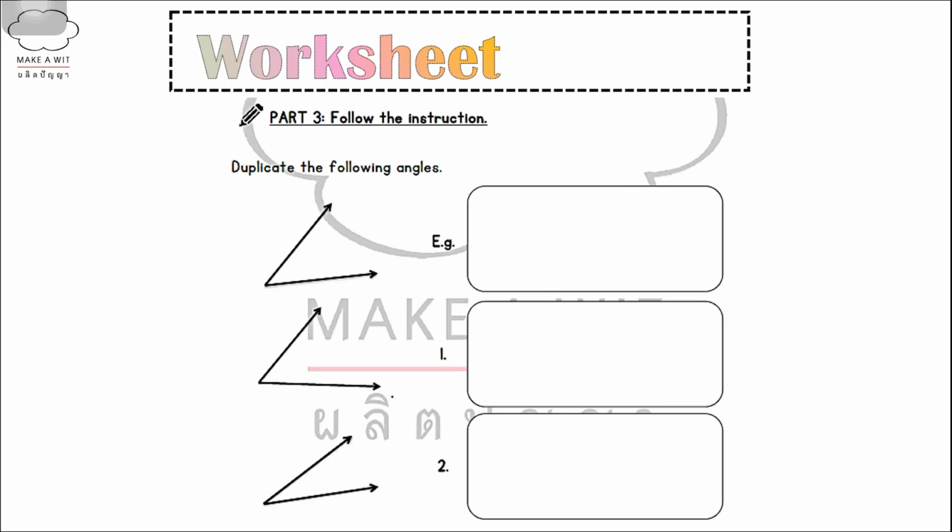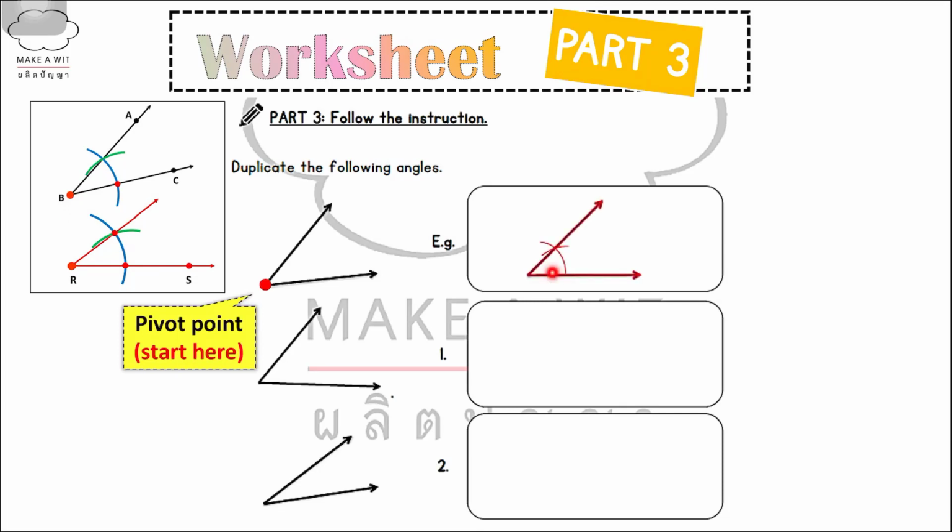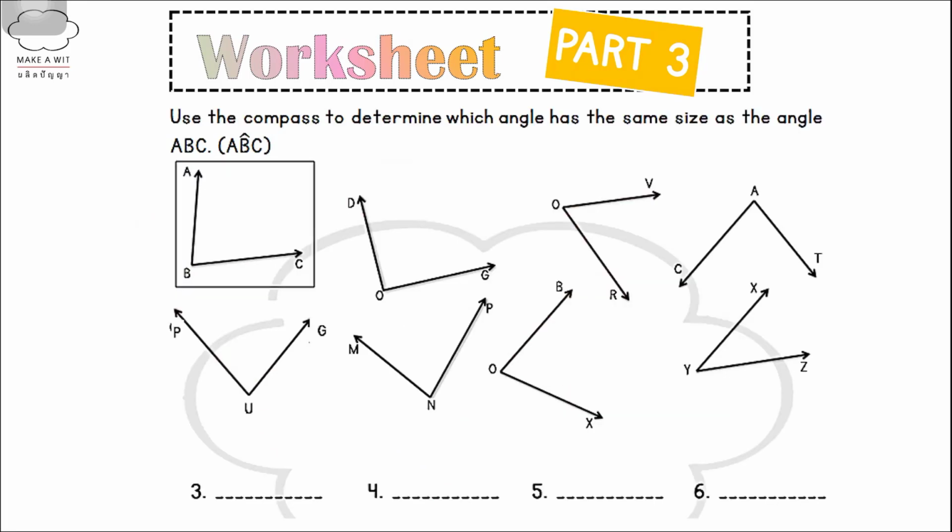And part 3, follow the instruction. Now, you need to duplicate the following angles. So what can you do? You will start from here, right? Start from the vertex. And then, don't forget, you will create one ray first and start from the vertex as well. Alright, for part 3, for number 1 and number 2, don't forget, start from the vertex again. Alright, let's move on to the next one.